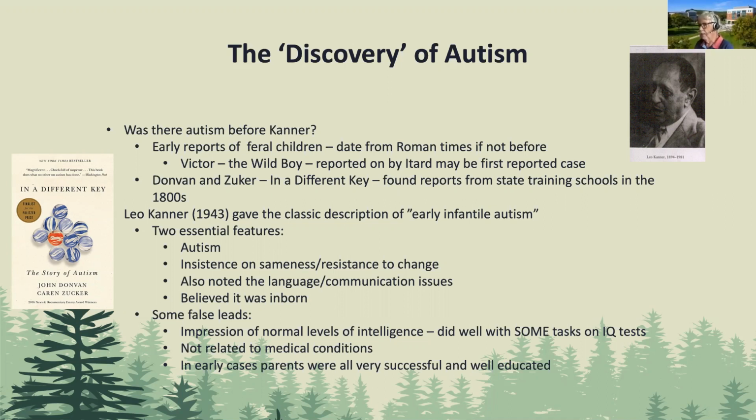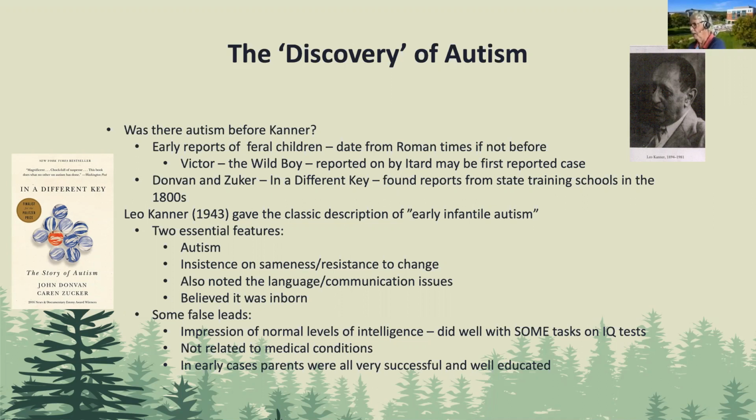He also mentioned in his description some things that turned out to be false leads. His impression was of possibly normal levels of intelligence because on some tasks on the IQ test, the children did well, typically puzzles, nonverbal things. They didn't do well in the whole test. It took people a long time to sort out that, in fact, they don't do well in the rest of the test. He thought autism was not related to other medical conditions.